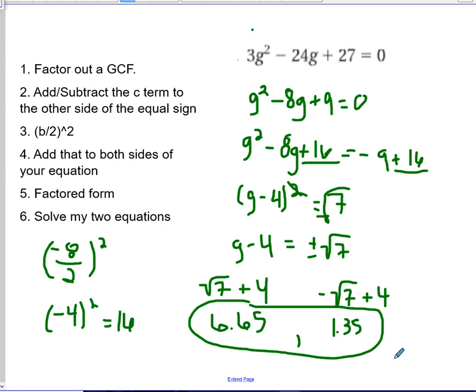All right. That's completing the square. Please come to class with any questions. Remember, this is a process and it's going to take a little while, and I promise you'll be able to get it. All right? See you later.